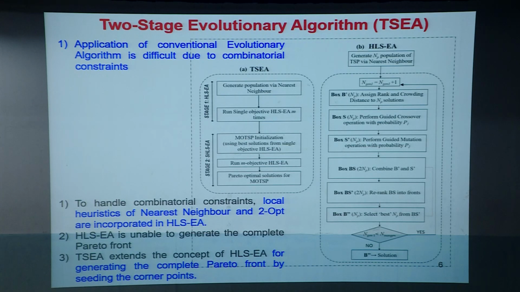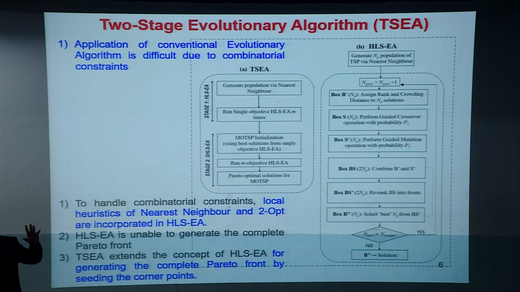In the guided crossover operation, what we do is select one solution from the entire population. That is parent 1. And parent 2 is selected from the best solutions. Best solutions are those solutions having rank 1. Or if you are solving a single objective problem, the first 10% of solutions can be considered the best solutions. So we select one solution randomly from the entire population as parent 1, and parent 2 randomly from the best solutions. And we perform the crossover between these two solutions.